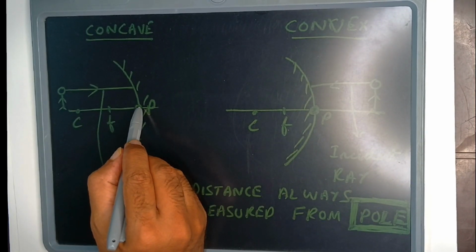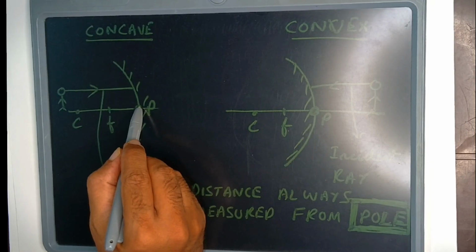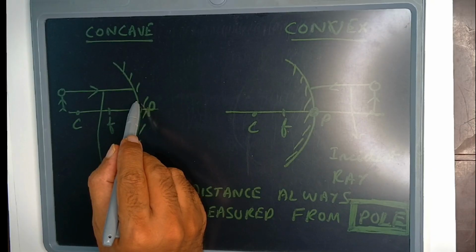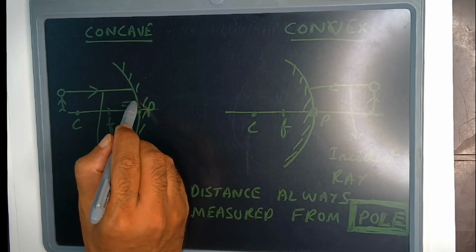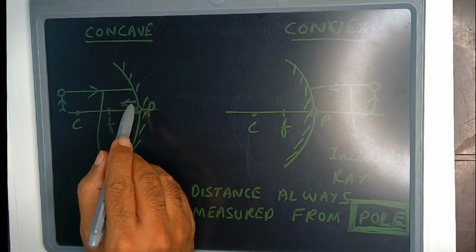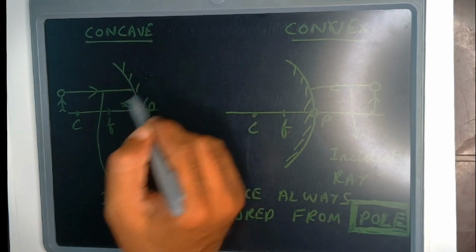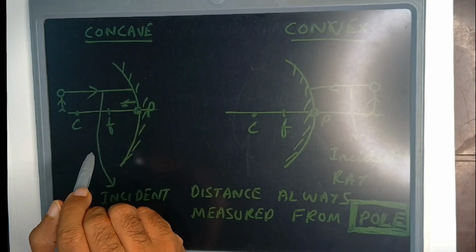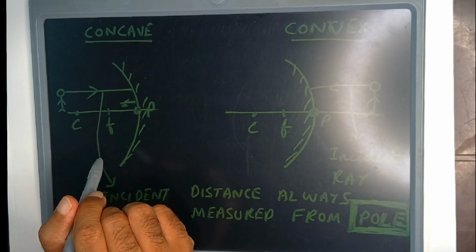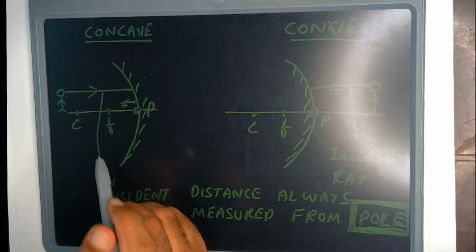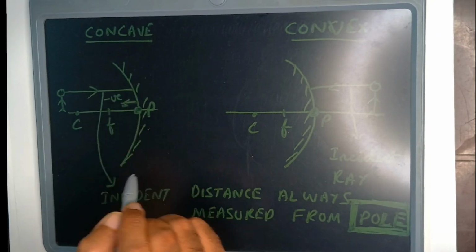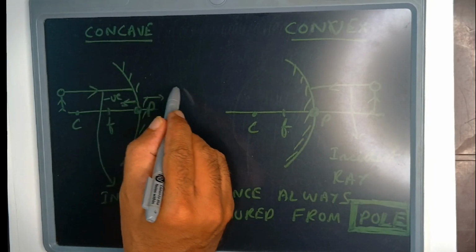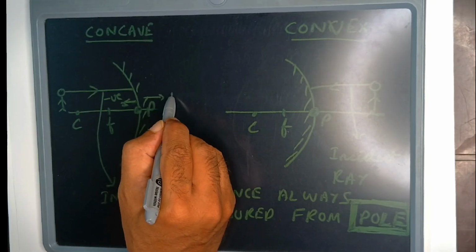If you want to check the focal length of a concave mirror, it is on the left side. So I am traveling against the incident ray. I am moving this way. If I am moving towards the left, I am moving against the incident ray, so the distance should be considered as negative. If I am measuring from the pole towards the right, that means along the incident ray, then the distance measured is positive.